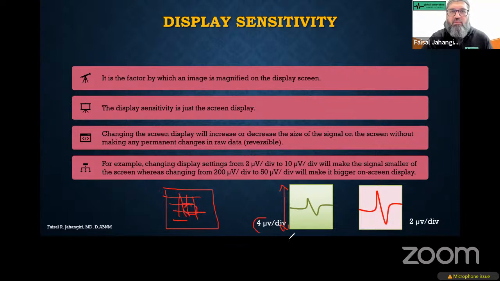If you set to 4 microvolt per division and your signal is 2 microvolt, it'll take half of the screen. If you change the sensitivity to 2 microvolt, it will take the whole screen. And if you change to 1 microvolt, because the signal is 2 microvolt, it'll take two divisions instead of one division. So this is a zoom in and zoom out phenomenon. If the signal is very, very big, you change the sensitivity to a bigger number, so it makes it smaller. And if the signal is very small, you change the division to a smaller number, so it gets bigger in size.